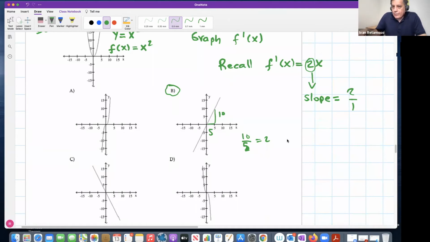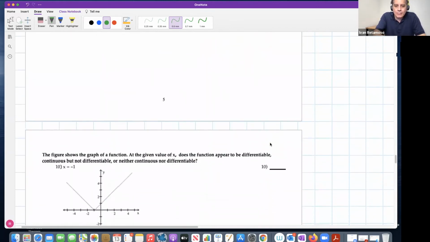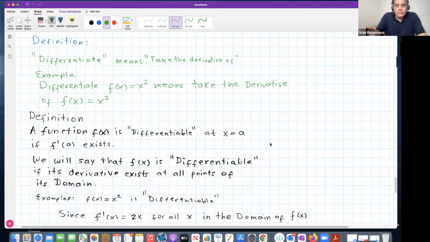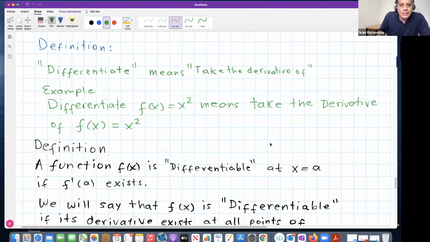Okay, now let's talk about the relationship between continuity, which means the graph is all in one piece, and differentiability, which means that we should be able to take derivatives. This is a definition. This fancy word differentiate just means take the derivative of. When they say differentiate y equal x squared, it means take the derivative of y equal x squared, right? Example, differentiate f of x equal x squared means take the derivative of f of x equal x squared. And we know that that derivative is twice x, right?